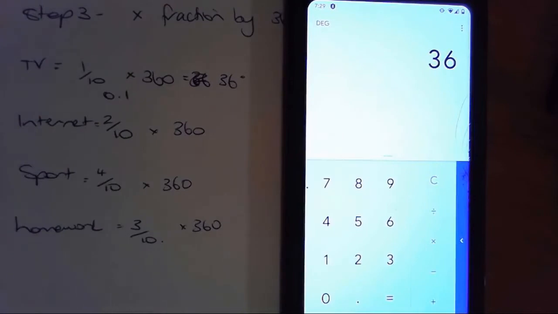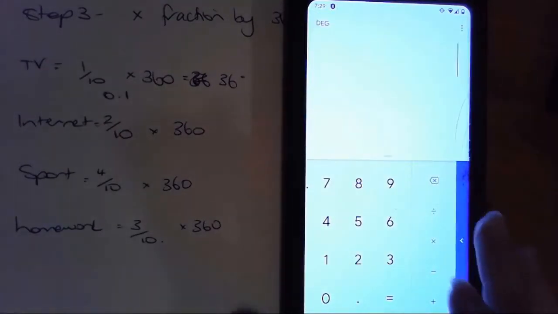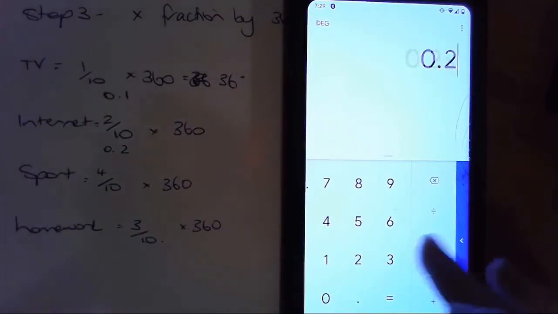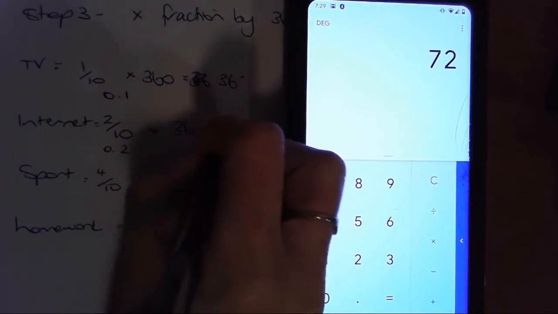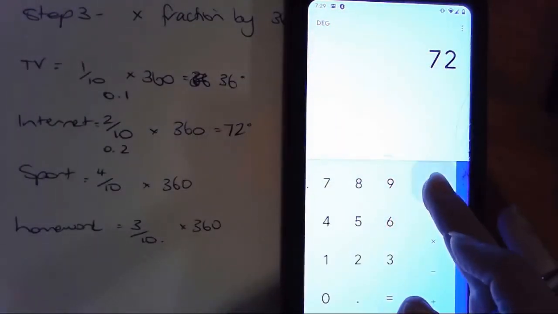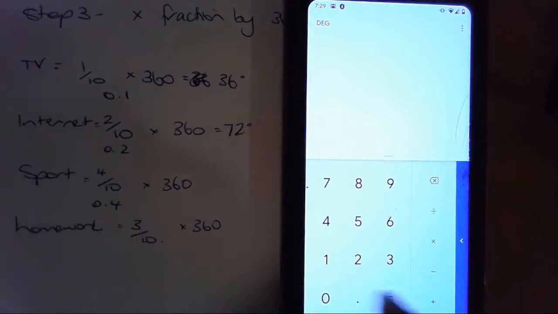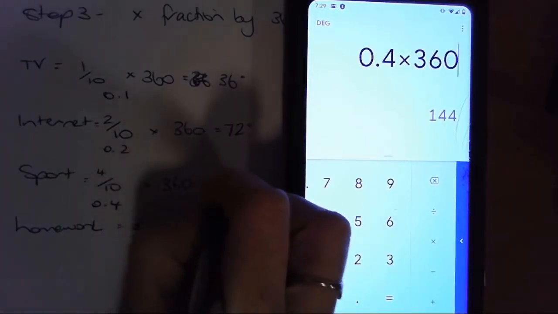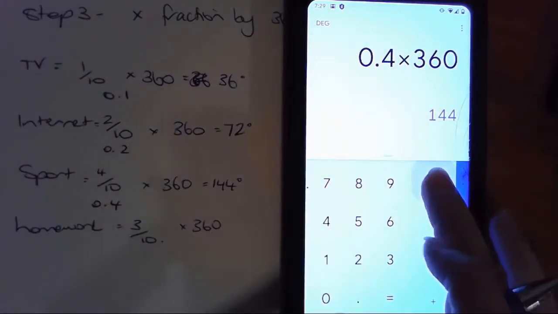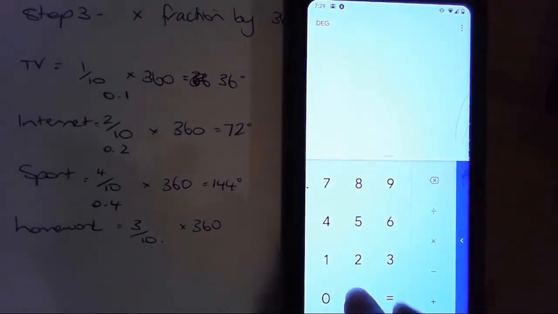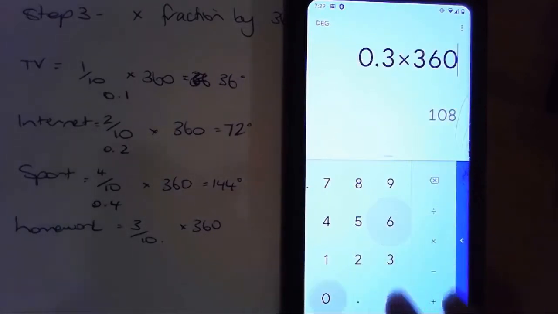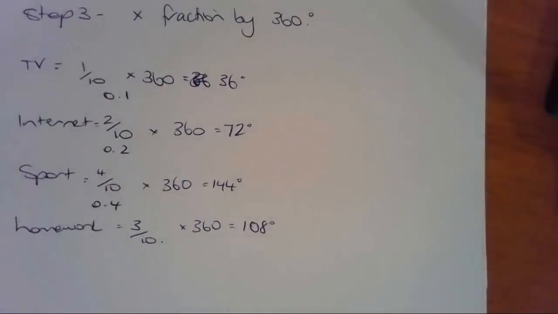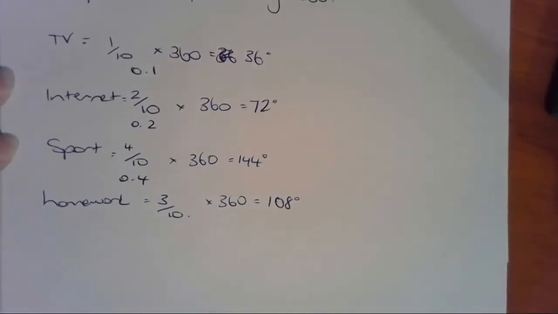Okay, 36 degrees. I'll fix that lighting in a sec, guys. Okay, 2/10 or 0.2 times 360, 72. Okay, 0.4 times 360, 144. And 0.3 times 360 is 108. And altogether, those degrees will total 360.